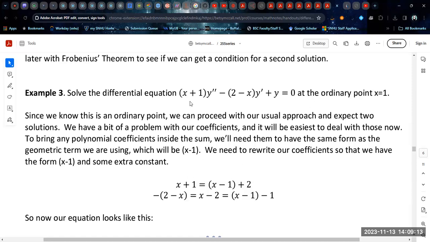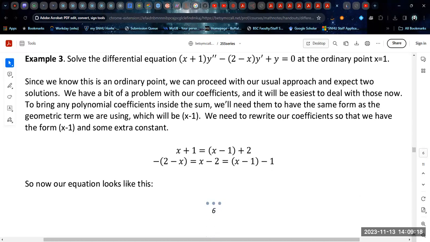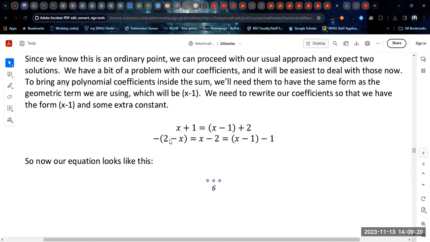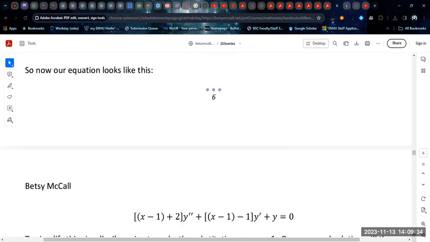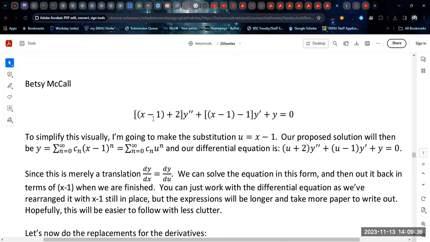So we're going to rewrite x plus 1 as x minus 1 plus 2. And we're going to rewrite negative 2 minus x, which is equivalent to x minus 2, as x minus 1 minus 1. And so now we're going to replace our x plus 1 and our 2 minus x expressions with these rewritten expressions here.